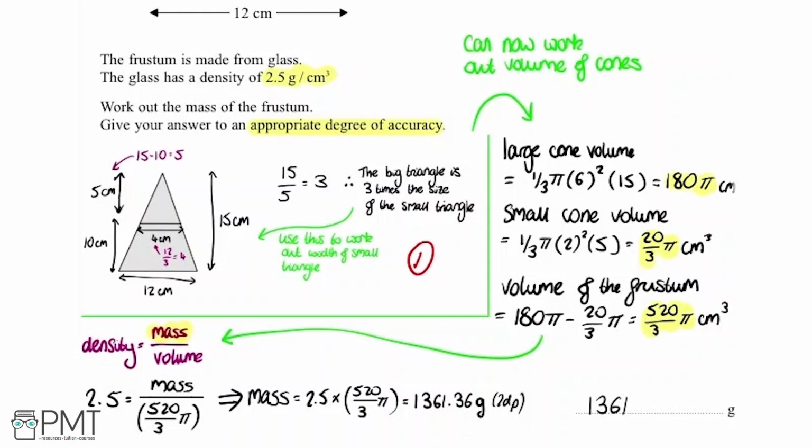So using the similar triangle idea to work out the width here of being 4 centimeters, we get a second mark for using that to work out the volumes of the cone. We get another mark here for then using that to work out the volume of the shape. We get the next mark down here for going through the process, then use that to find out the mass. We get the final mark for the correct answer.